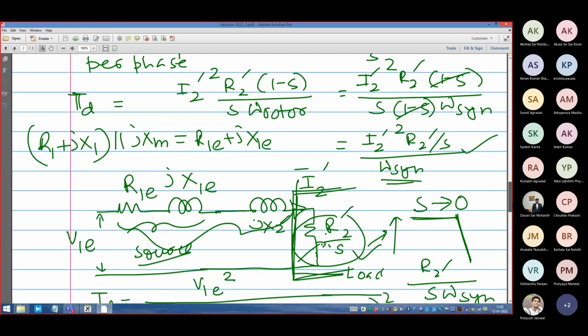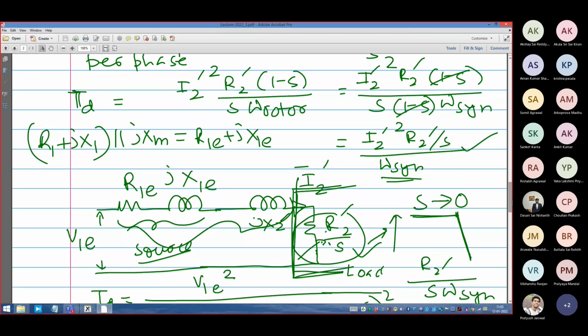Look at the equation, look at the circuit. The circuit has values such as R1E, X1E, X2, and R2 by S. This is the basic equivalent circuit of the induction machine, and V1 is the voltage. The suffix E indicates that these are the Thevenin equivalent quantities, which are slightly different from the real physical values.